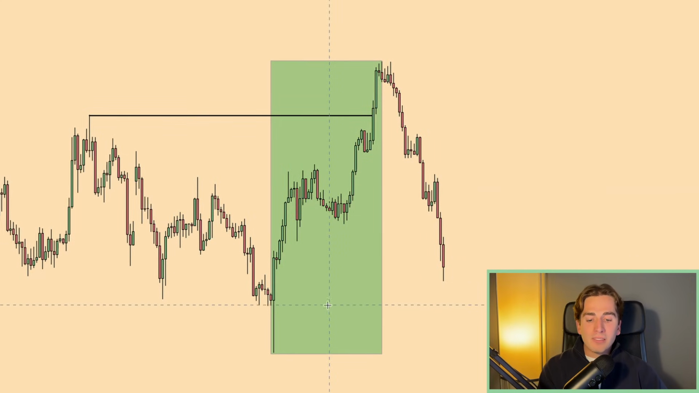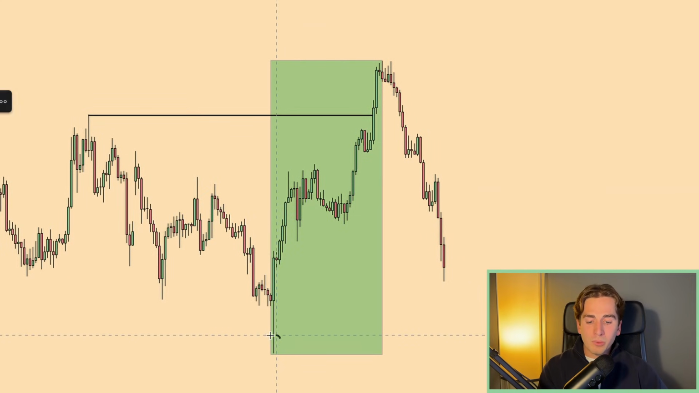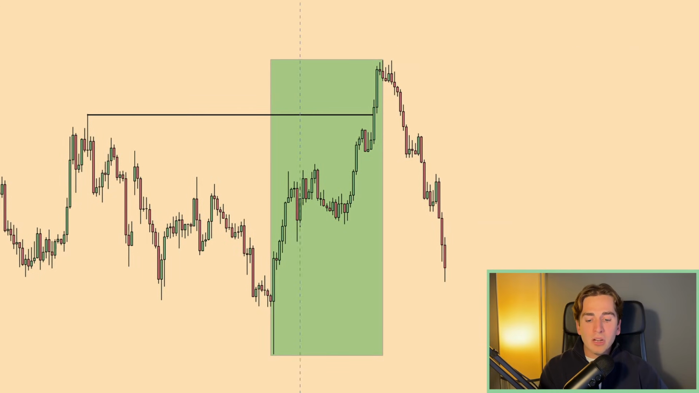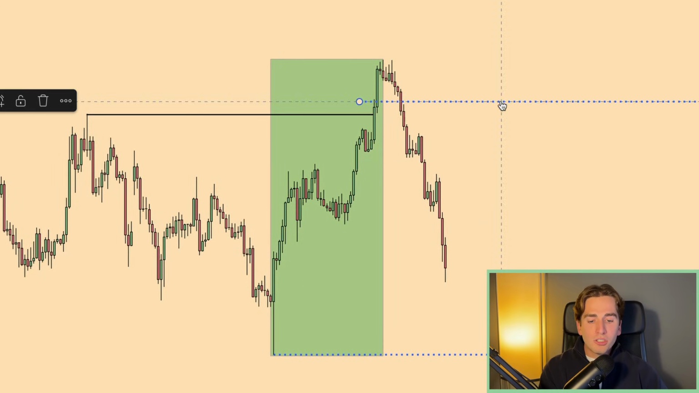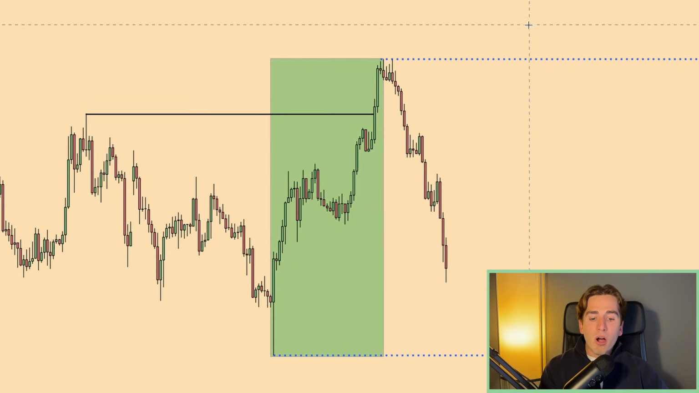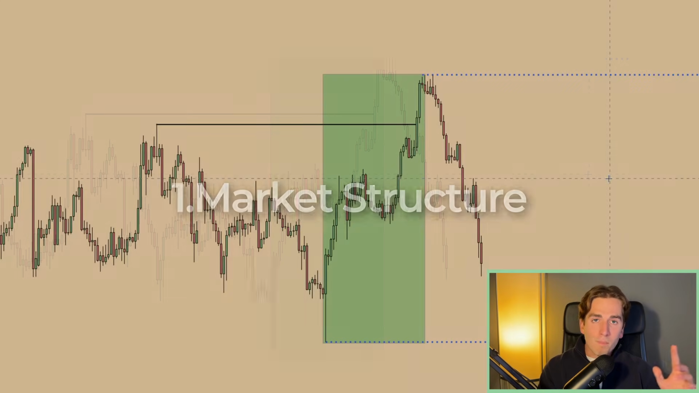What we have here is very clear bullish market structure. We have our overall swing low and we have our overall swing high. What I personally like doing is drawing in a horizontal line just to mark out those overall swings. This is, very importantly, our very first piece of confluence: market structure.